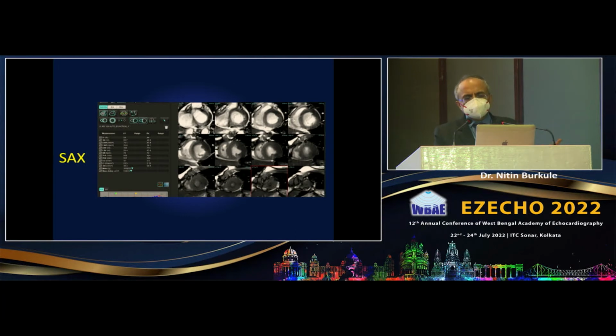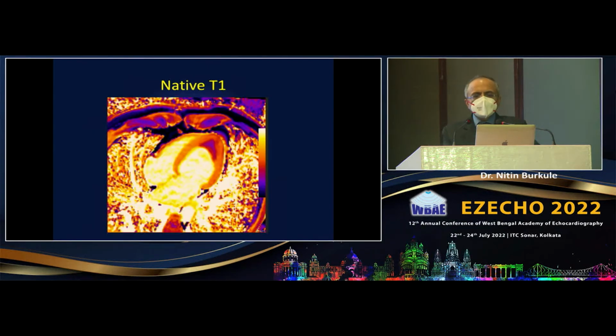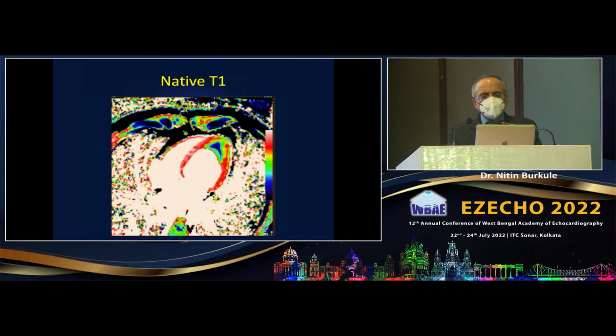But here is something which is interesting. If I look at the native T1 map, just for the aesthetic pleasant thing, I will change the color map and look at this. Now, if you look at the myocardium, it is red. So that is somewhere we expect the normal T1 values.